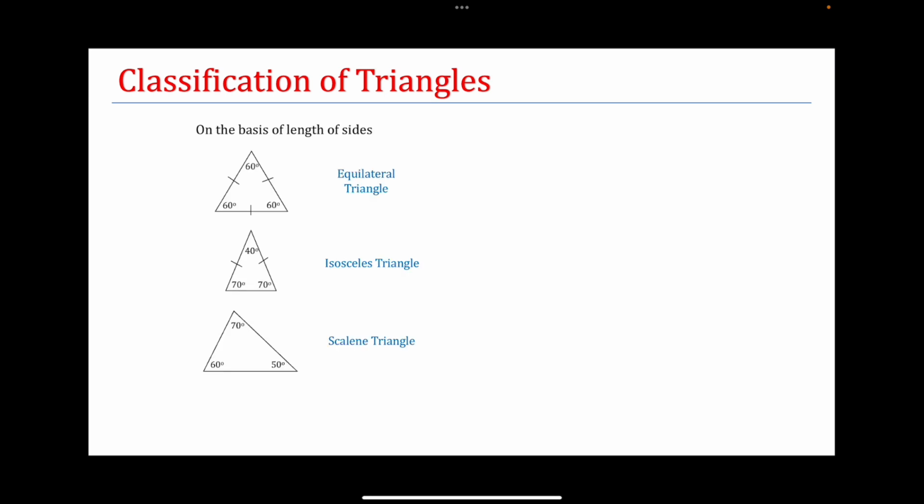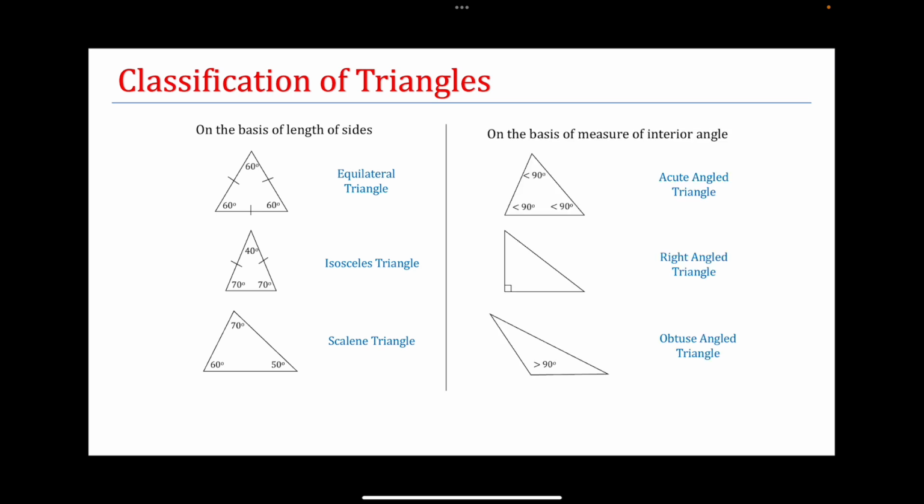Classification of triangles. On the basis of length of the sides, triangles are classified into three types. One is an equilateral triangle, which has all the three sides equal and three angles equal. Each angle measures 60 degrees. The second one is a triangle with two equal sides. It's called an isosceles triangle, and two angles are also equal. Scalene triangle: no sides are equal and no angles are equal. So these are the three types of triangles based on the length of the sides.